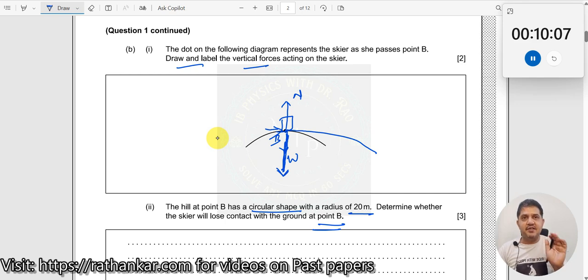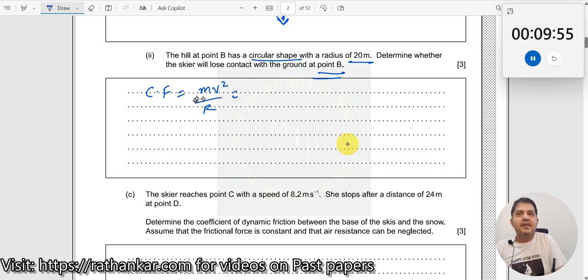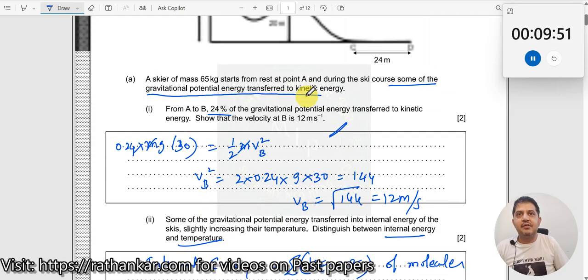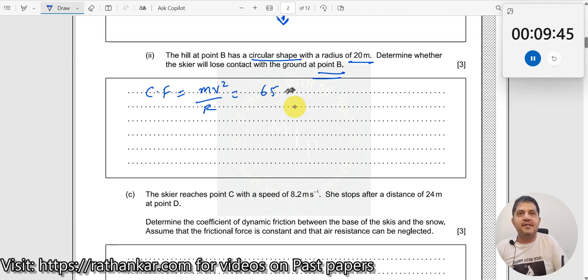Now, what is the condition for it? That's the question over here. Towards it, let us find out what is the centripetal force acting on it. Centripetal force acting here should be equal to mv square by r. Now, what is m here? 65 kg, which we have already seen, it's given somewhere over here. The 65 kg skyer mass multiplied by velocity squared. What is the speed of the person here? It should be 12 meter per second, which we found in the previous problem, divided by r, which is 20 meter.